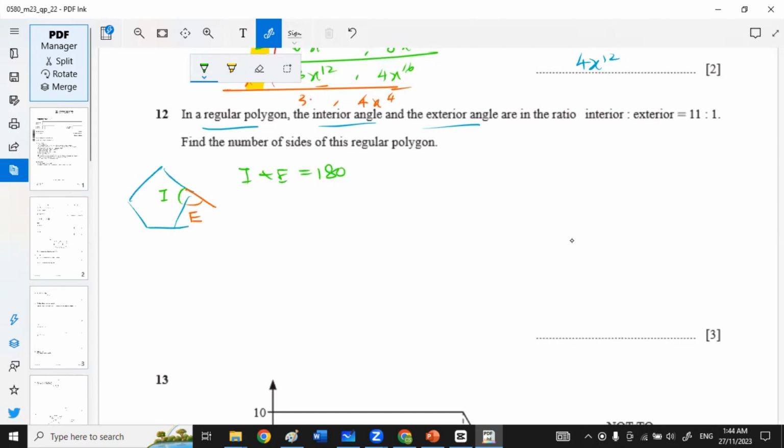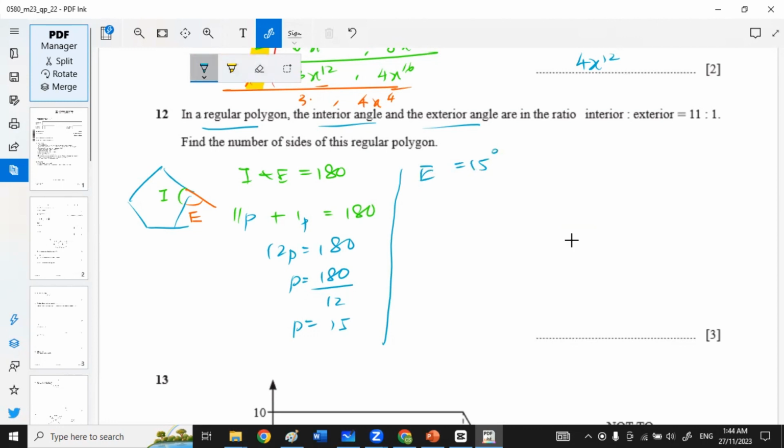It's given that the ratio is 11, so 11 plus 1 equals 180. Since this is in ratio, we just put 11 parts plus 1 part. We get 12 parts equal to 180. So 1 part is equal to 180 over 12. So your E is equal to 15, or your exterior equals 15 degrees.